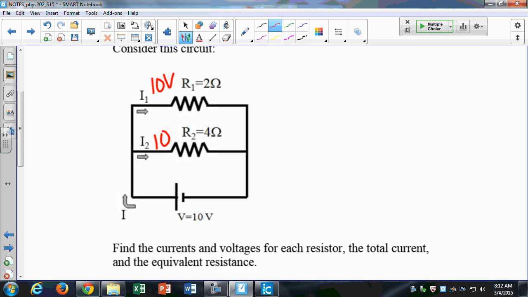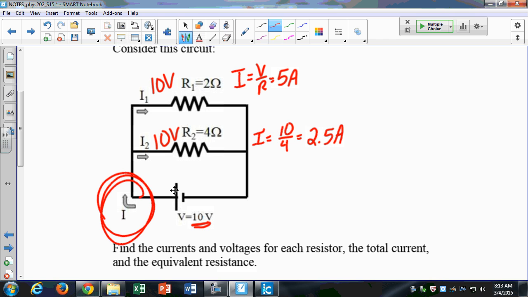I have 10 volts and 10 volts, because that's the same as here. Then I can find the current. I is V over R. That's 10 over 2, or 5 amps. Here I is 10 over 4, which is 2.5 amps. So what is this current right here?